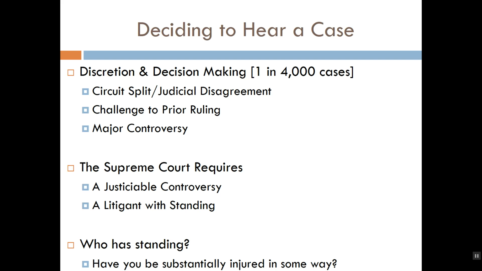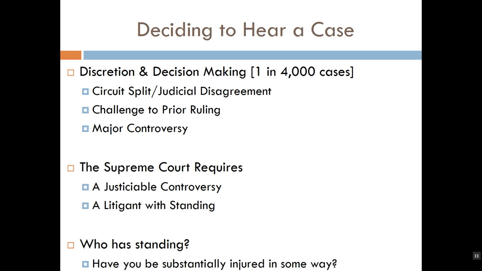So first, what we're going to find is that when there's a circuit split or a disagreement between courts at lower levels about how to interpret and apply the law, well, the Supreme Court's more likely to weigh in in order to help resolve these problems because it's the only one who can. The Supreme Court is also more likely to accept a case in which a lower court has issued a ruling incompatible with a prior decision that the Supreme Court has already made.